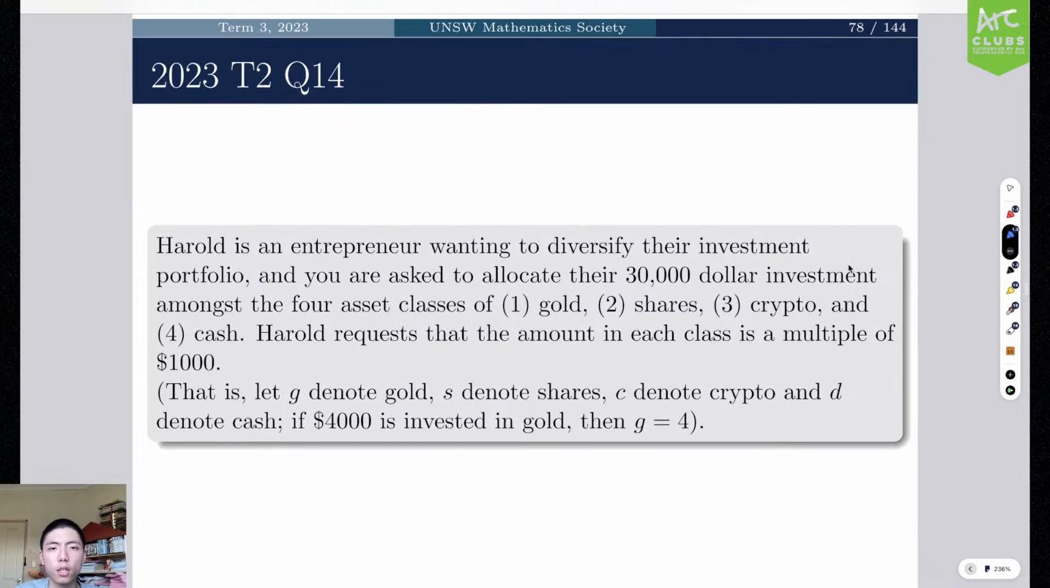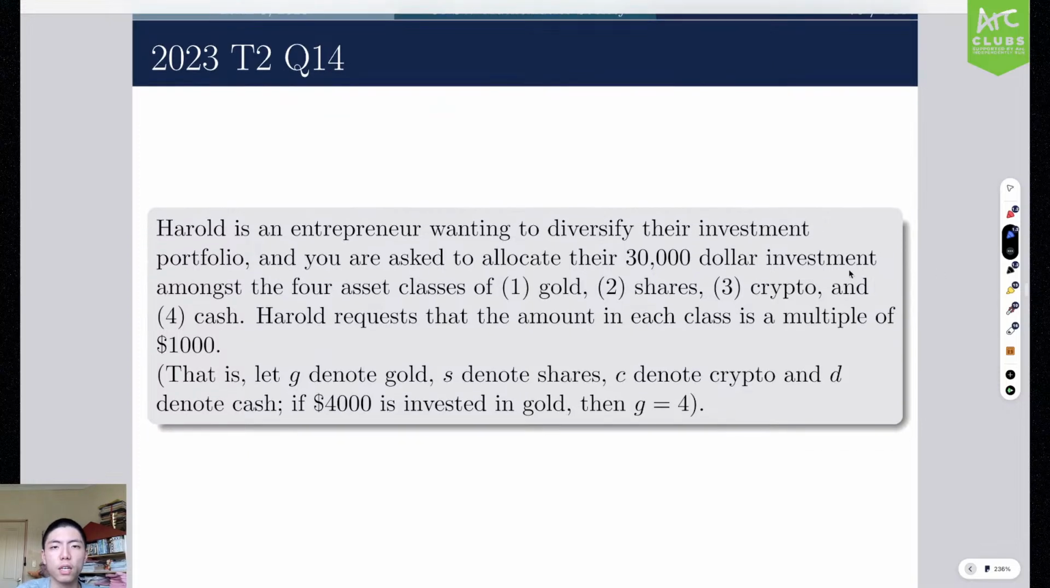Okay, so this next question was from last term's final. Essentially, we have somebody who's trying to allocate the $30,000 investment into 4 different asset classes of gold, shares, crypto, and cash. So just a bit of housekeeping, they have actually denoted different letters for each of them. So G is for gold, S is for shares, C is for crypto, and D is for cash because the C has already been taken by crypto.